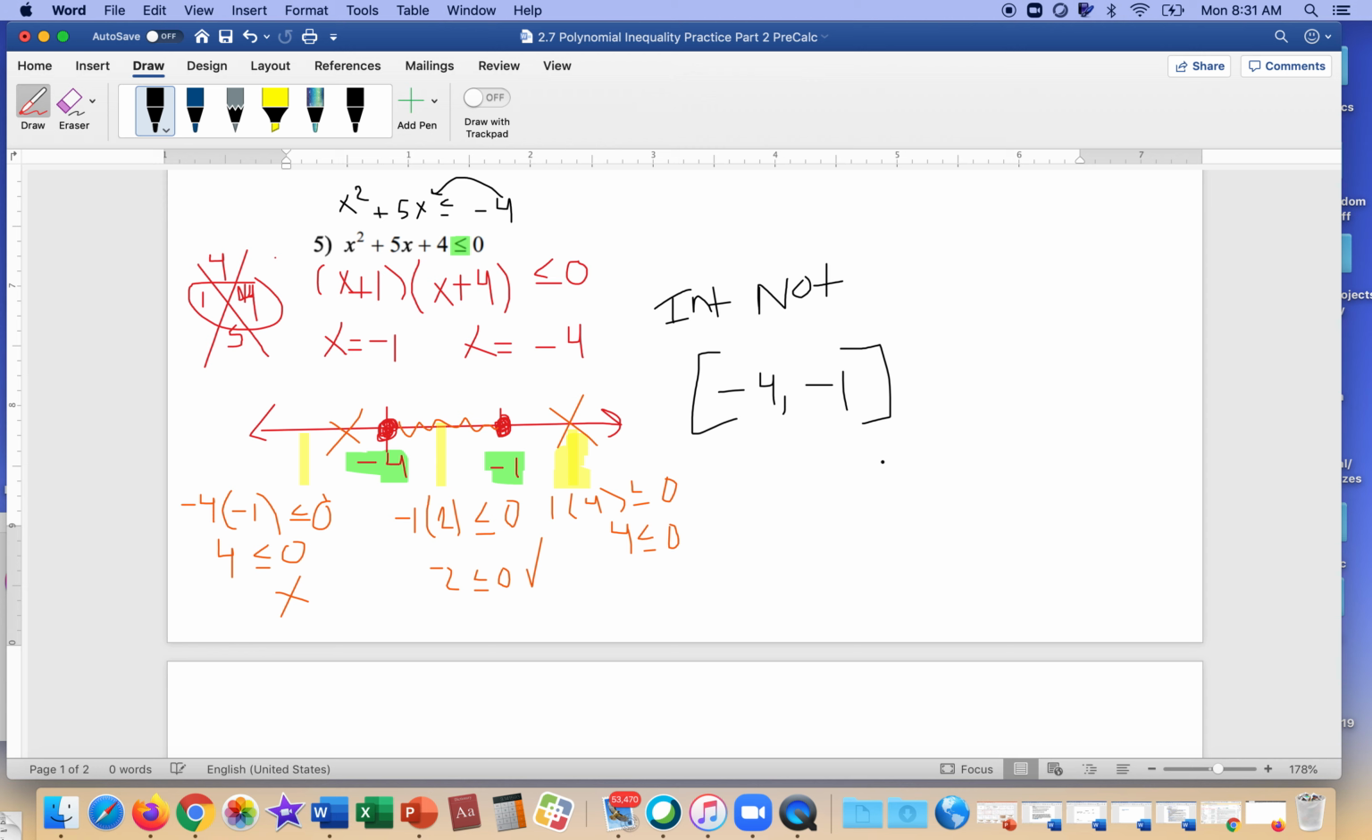If you were going to write this in a different form, you could write x, meaning the solutions are less than or equal to -1. It's a conjunction. They're greater or equal to -4. These are the same answers, just written in different forms. But we want you guys to practice interval notation, okay?